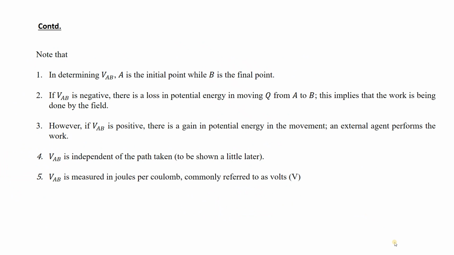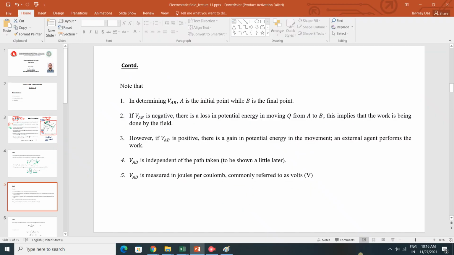So note that in determining potential difference VAB, A is the initial point while B is the final point. So if VAB is negative, there is a loss in potential energy in moving Q from A to B. This implies that work is being done by the field. However, if VAB is positive, there is a gain in the potential energy, and external agent performs the work.